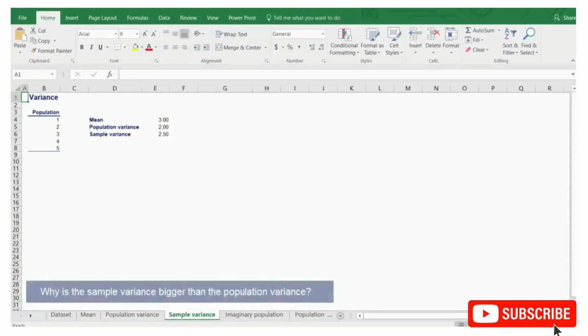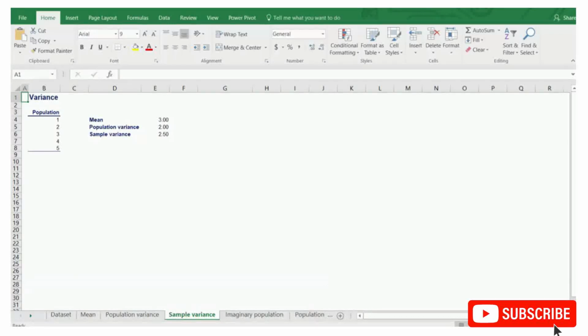Why is the sample variance bigger than the population variance? In the first case, we knew the population, that is, we had all the data and we calculated the variance. In the second case, we were told that 1, 2, 3, 4, and 5 was a sample drawn from a bigger population. Now imagine the population of this sample were 1, 1, 1, 2, 3, 4, 5, 5, and 5.